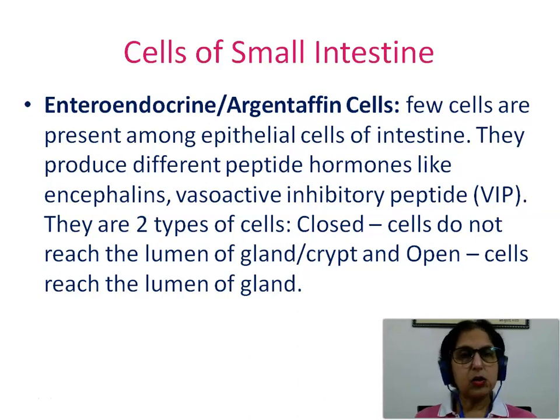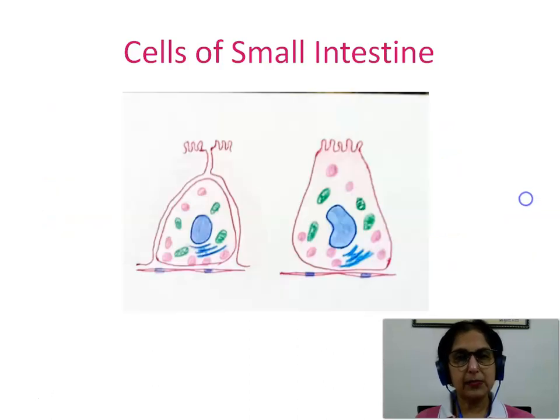There are two types of enteroendocrine cells, closed type and open type. In closed type, the cells do not reach the lumen of the gland or the crypt, while in the open type, the cells reach the lumen of the gland. This here is a diagram showing us the two types of enteroendocrine cells. This is a closed type of cell where you can see that the cell does not reach the luminal surface, while this is an open type of enteroendocrine cell.